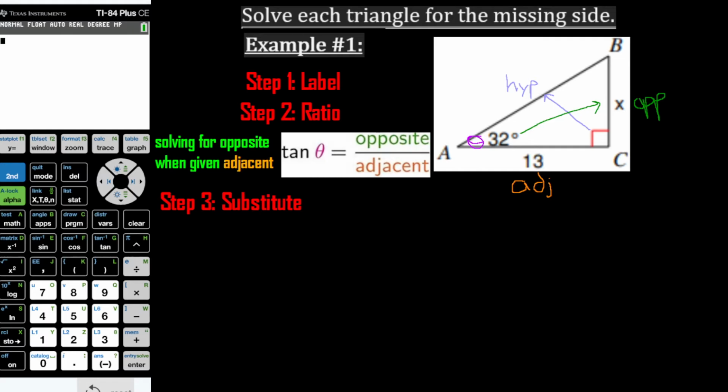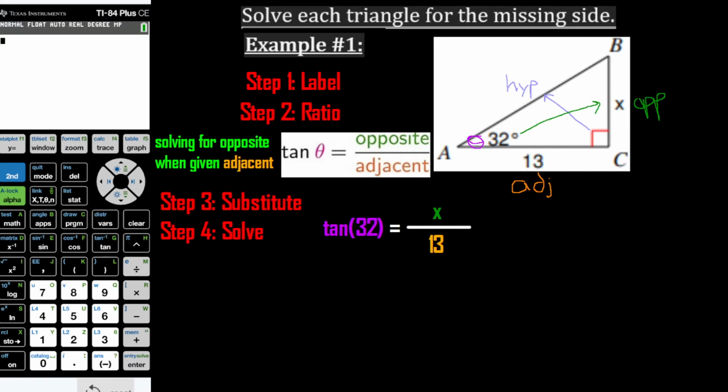So I'm going to plug in the values for my variables. Again, I can take these values out and put them into my ratio. So I'm going to have tangent of 32, since that is theta, equal to the ratio, where in my numerator I have x, and in my denominator I have 13. So once I have this wonderful equation set up, this is where people are going to make a mistake. So make sure you're able to solve this equation.